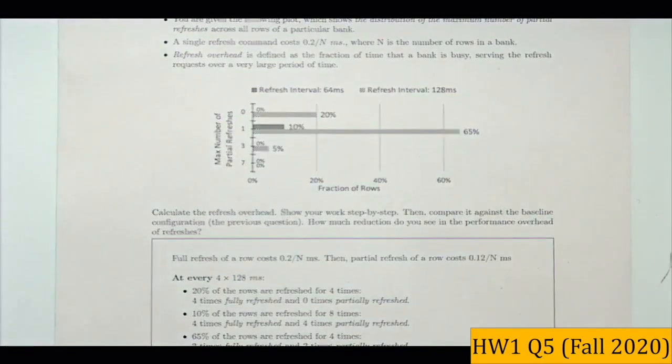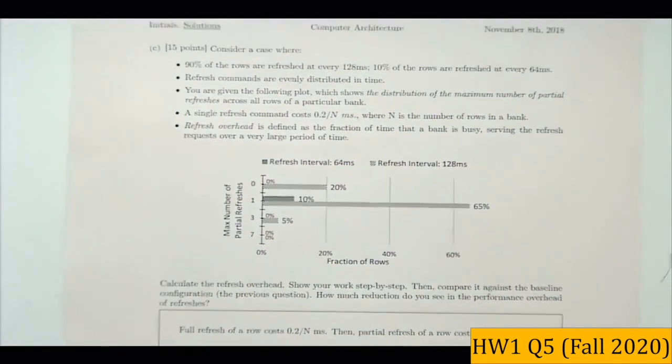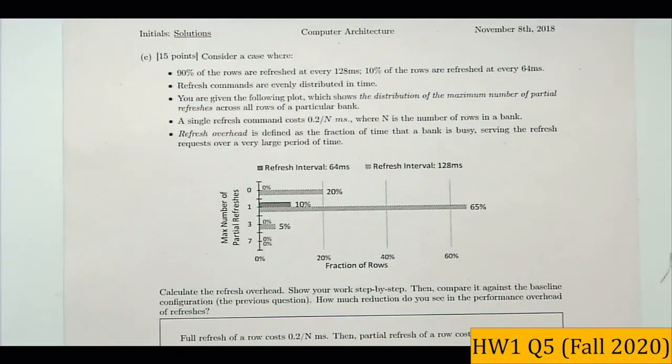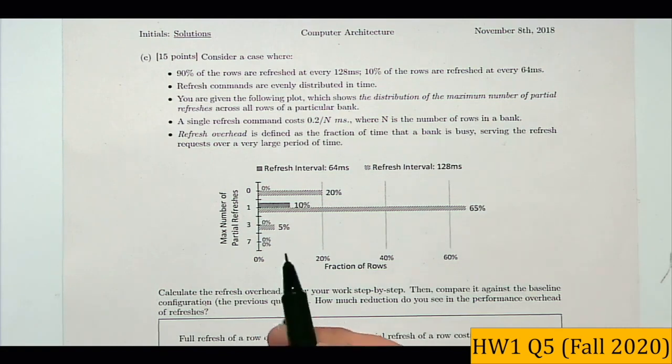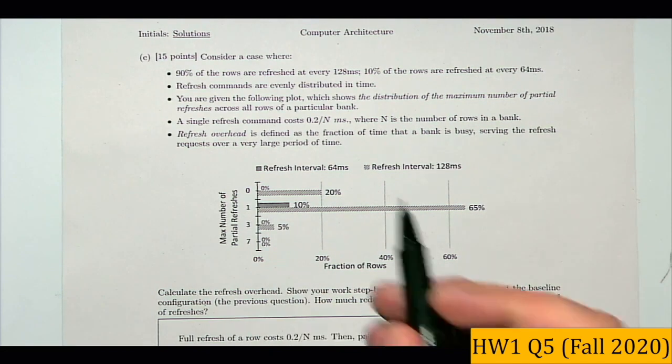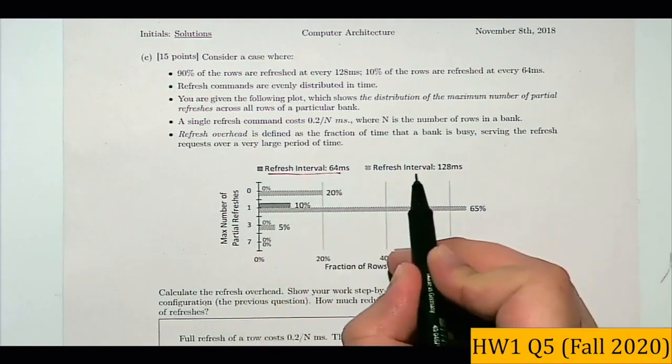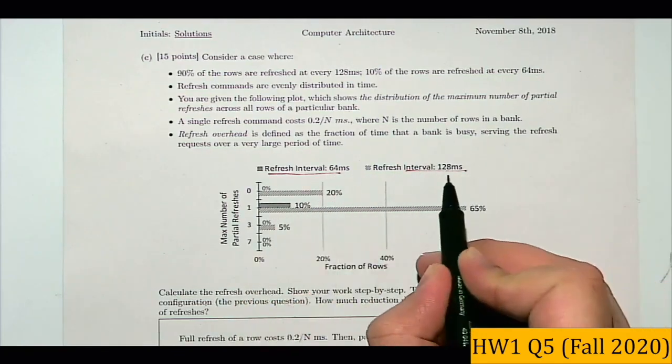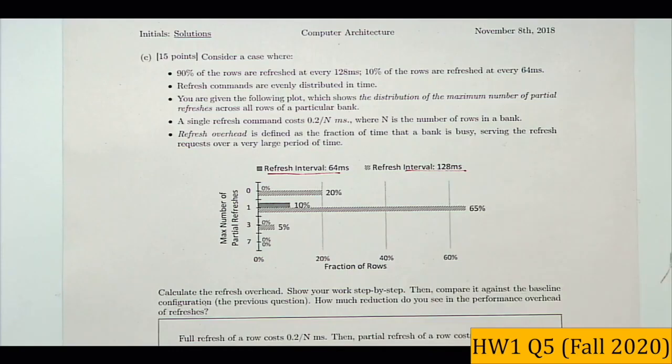And the last part of the question is here. Here we are merging these: on top of the baseline, we want to add partial refreshes. And in the partial refresh, we have another plot here. Here we have 2 refresh intervals, one for 64 milliseconds, the other one for 128 milliseconds.